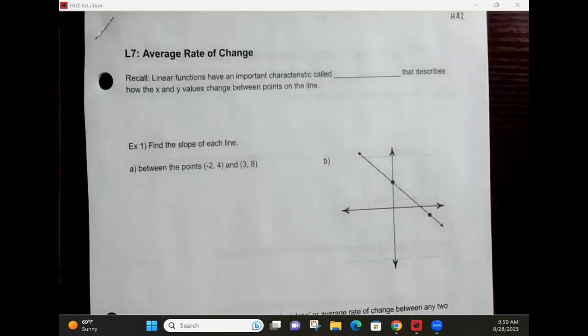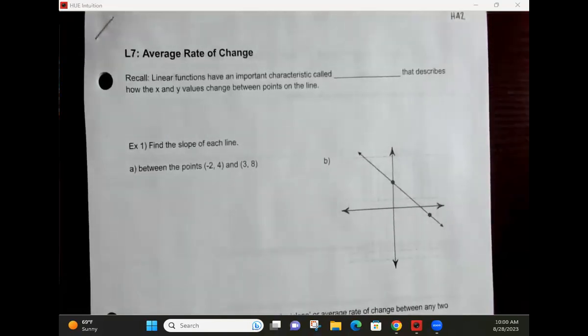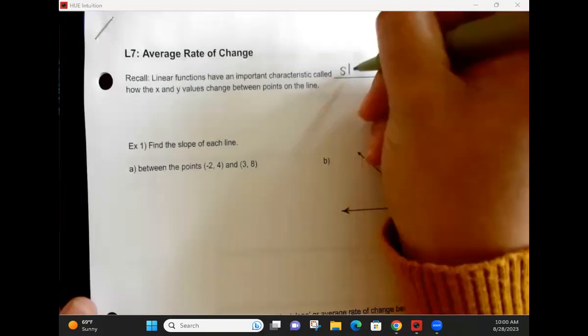Okay, so today we are going to talk about something called average rate of change. You guys have already seen average rate of change in a little bit different context. In linear functions, we talk about average rate of change all the time. We just usually call it something different.